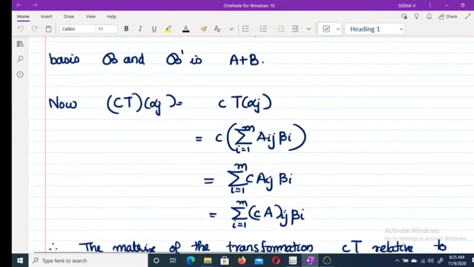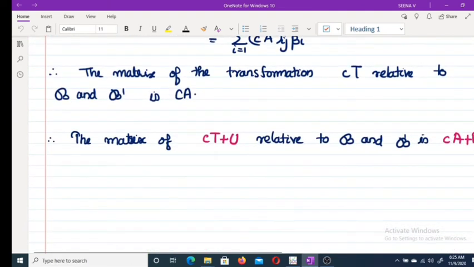Similarly, consider CT of alpha j, which is equal to this one, which is equal to this one, which is equal to this one. This implies the matrix of CT related to the bases B and B dash is CA. Okay. Therefore, the matrix of CT plus U related to the bases B and B dash is CA plus B. Now we have to prove another theorem, which we will prove in our next session.